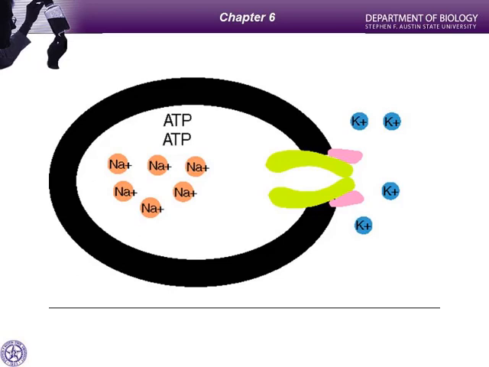Any questions about primary versus secondary sodium-potassium pump? Got it? Okay.